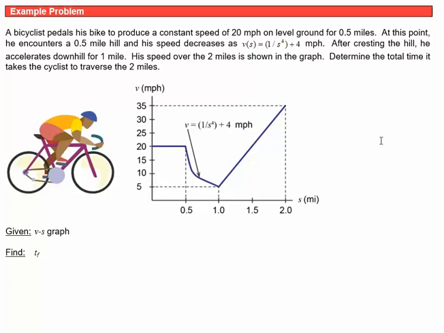We have the position velocity graph, and it shows the bicyclist's motion over the 2-mile trek. And we want to determine how long it takes him to bike those 2 miles. So this might be a little strange, having a velocity position graph instead of a velocity time graph, but we can still solve the problem.